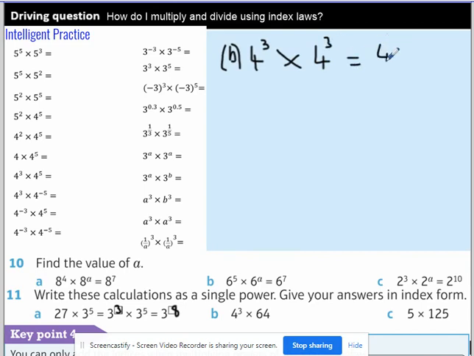Then we can add the powers because we have the same base, 4 to the power of 6. See, we've got 5, which is the same as 5 to the power of 1, and 125, which is the same as 5 cubed. Then we can add the powers, 1 plus 3, that gives us 5 to the power of 4.